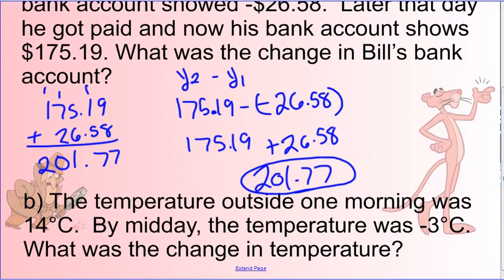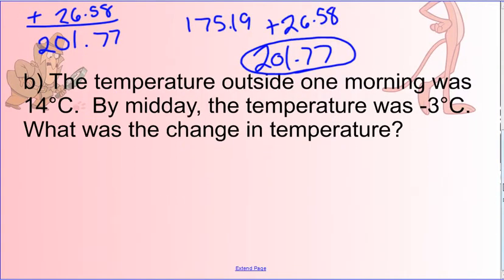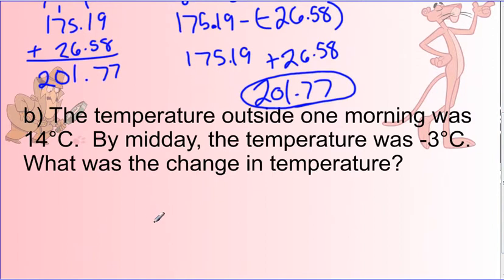Letter B says the temperature outside one morning was 14 degrees. By midday, the temperature was negative 3 degrees. What was the change in temperature? So we're going to take the second one minus the first one. Which temperature was second? Well, this was morning and this was afternoon, so the afternoon one was later in the day. So it's the second one minus the first one.